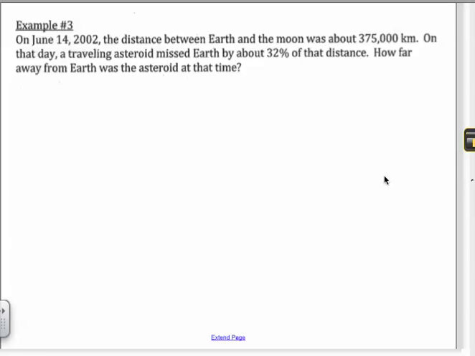Okay, guys. Example 3 says on June 14th, 2002, the distance between Earth and the Moon was about 375,000 kilometers. That's pretty cool. You realize that the Earth and the Moon are not always the same distance apart. The orbit of the Moon around the Earth is not a circle. It's an ellipse. Sometimes the Moon's closer, sometimes it's farther away. There are times when the Moon's about 225,000 miles from the Earth. There are times when it's closer to 260,000 miles from the Earth.